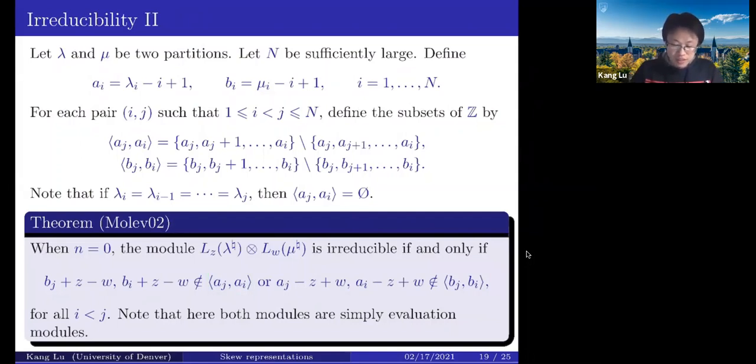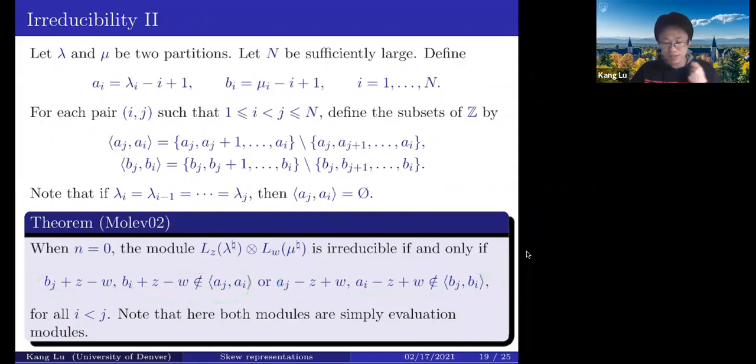So it's defined as follows: you take all the consecutive integers from AJ to AI, and then you exclude those particular numbers AJ, AJ plus one, up to AI. So here they are consecutive, but here they may not be consecutive. So you will get some subset. In some special case, it may also be empty. And then either this case is true or that case is true for all ij. It may happen that sometimes this part is true, sometimes that part is true.